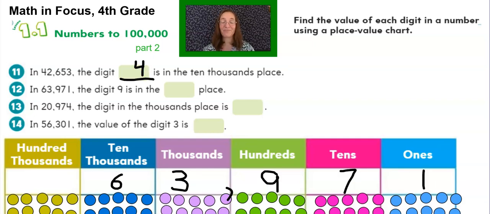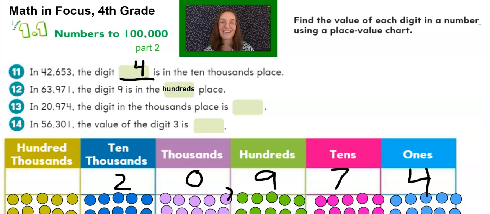In the number 63,971, it asks what place the digit 9 is in. So we know that this place here is the hundreds place. So we would write the word hundreds to answer the question, like this. If in your workbook there's not room, just write it to the side.